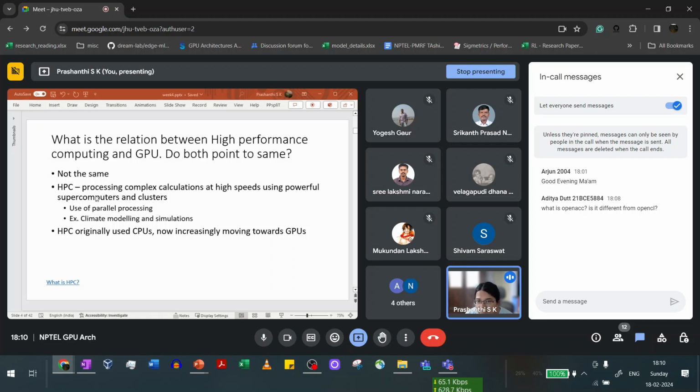Now, when HPC started out, it used CPUs and supercomputers a lot more than GPUs. But of course, and you'll see why this is, there is a lot of inherent parallelism in these applications, and obviously GPUs can exploit that parallelism to give you more performance. So GPUs are now finding increasing use in HPC too. But the moment you say HPC, it does not imply that there are GPUs being used, right? It may or may not have GPUs being used.